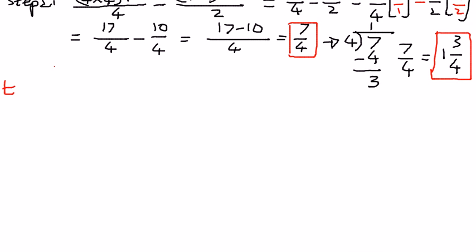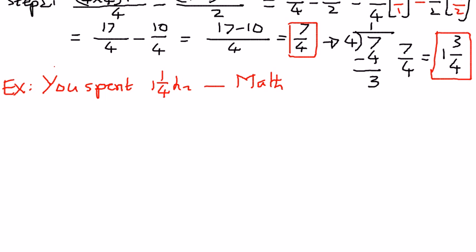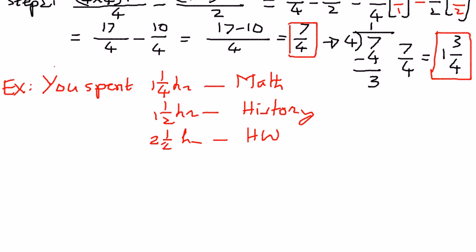In this case, let us say you spent, I'm going to write here, 1 1/4 hour studying for math, or doing your math work, and you spent 1 1/2 hour studying for history, and then you spent 2 1/2 hour doing homework for math and history.